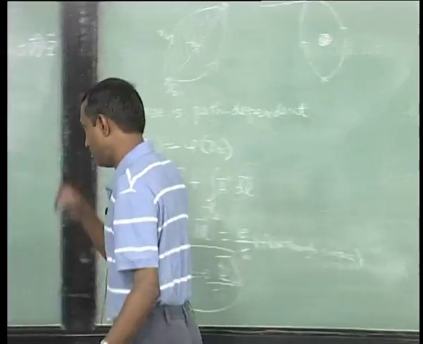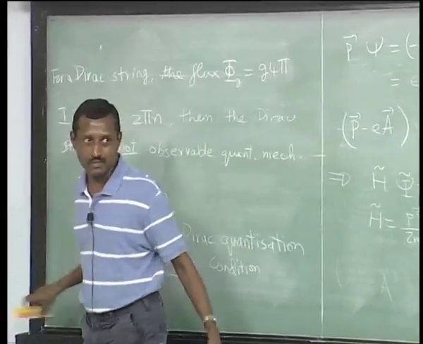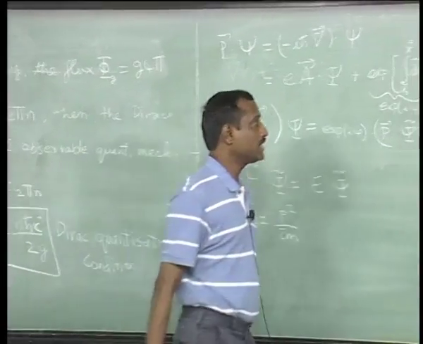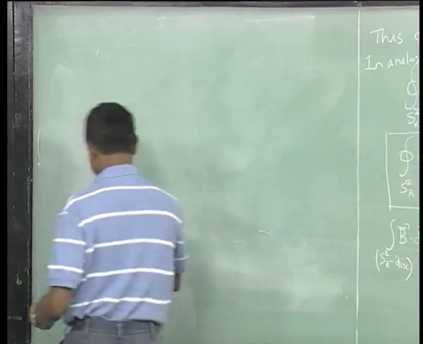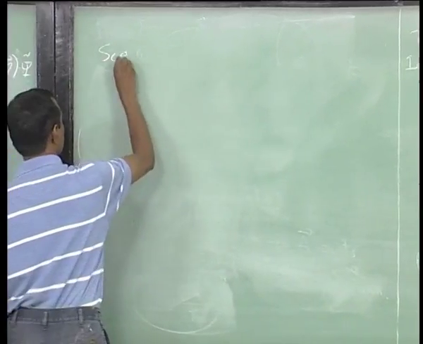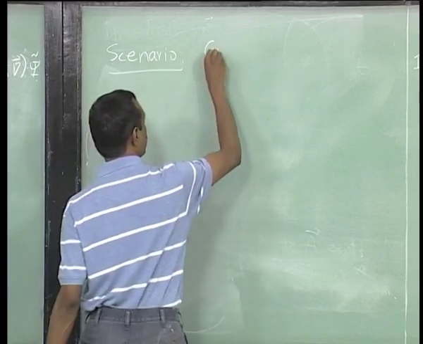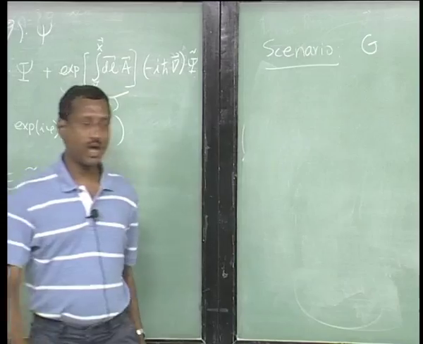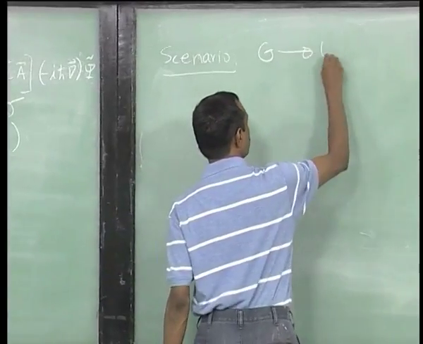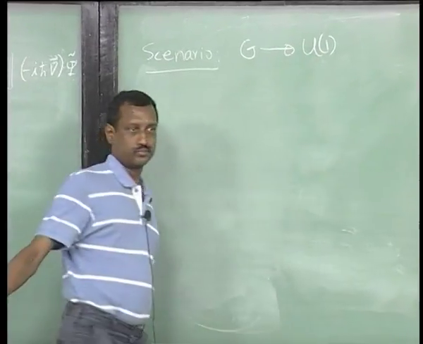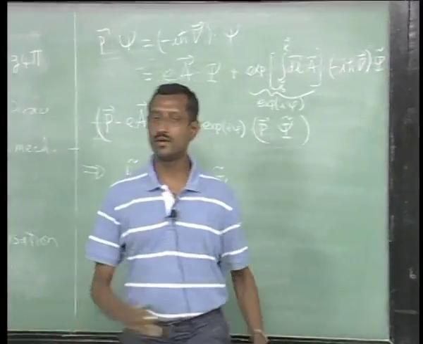And so both 't Hooft and Polyakov simultaneously asked this question. So suppose we have, the scenario is the following: we have some non-abelian group G and it is broken down to U1 electromagnetism, say.